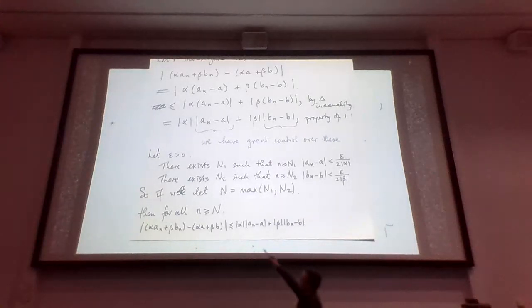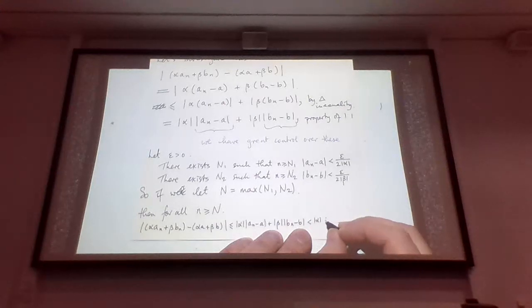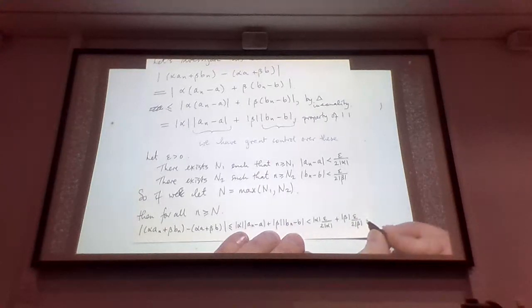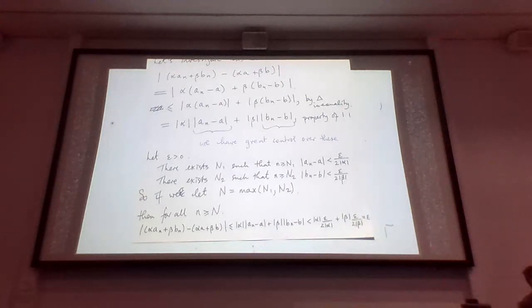But now, I know the value of little n is bigger than or equal to both n1 and n2. So I can substitute in these upper bounds. So this is going to be strictly less than absolute value of alpha times epsilon over 2 times the absolute value of alpha, plus the absolute value of beta times epsilon over 2 times the absolute value of beta. And this whole thing, you can see, just comes out to the value of epsilon, isn't it? The alphas cancel, betas cancel, the epsilon over 2 plus epsilon over 2, so we've got exactly epsilon.